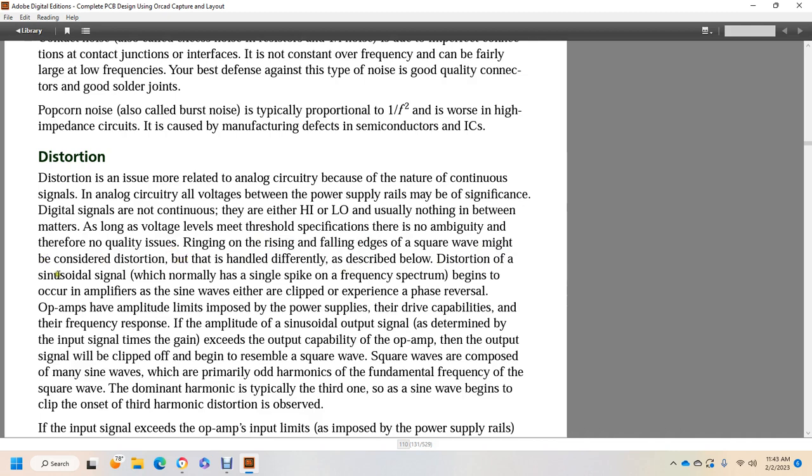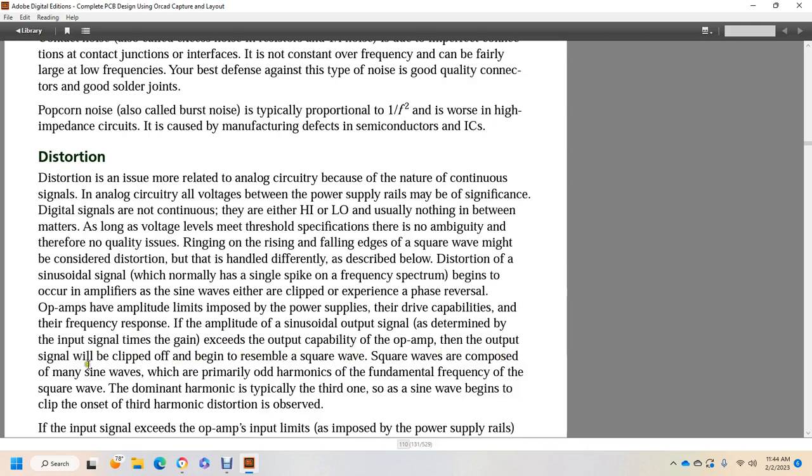The distortion of a sinusoidal signal, which normally has a single peak over the frequency spectrum, begins to occur when amplified sine waves are either clipped or experience a phase reversal. Op amps have amplitude limits imposed by the power supply and by the drive capability and frequency response. If the amplitude of the sinusoidal output signal, determined by the input signal times the gain, exceeds the output capability of the op amp, then the output signal will be clipped off and begin to resemble a square wave.